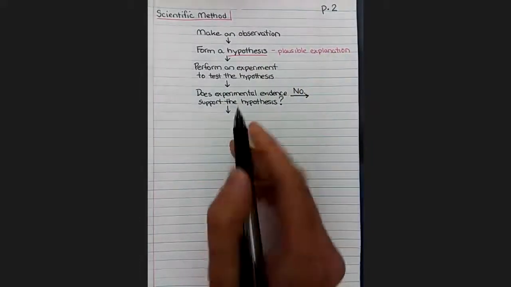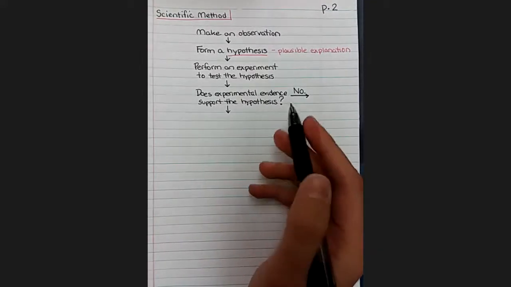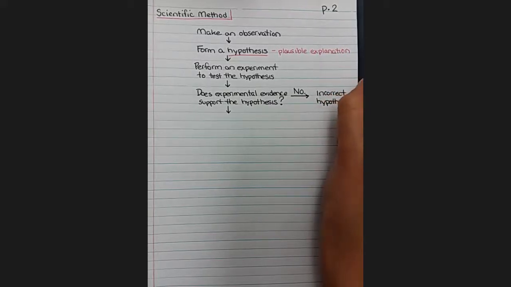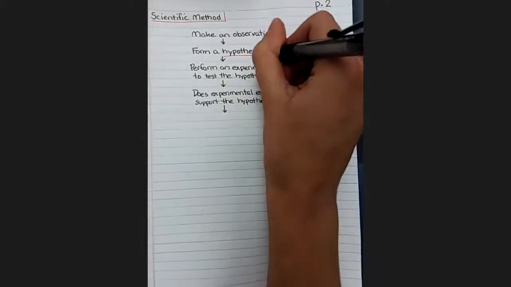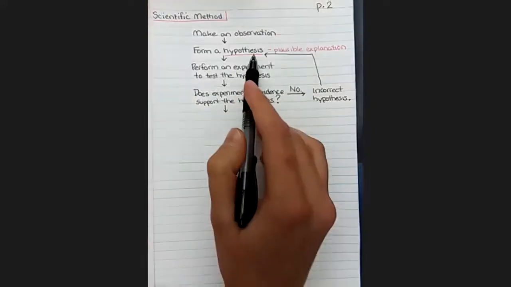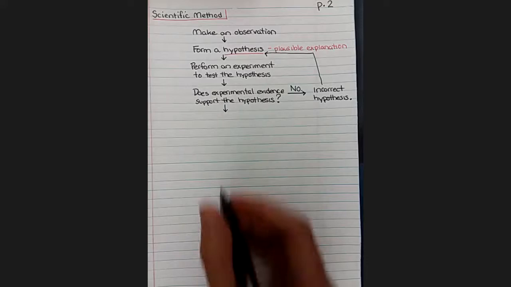So if the answer is no, and the experimental evidence you collected doesn't support your scientific guess, that means your hypothesis is incorrect, which is okay. You can always make another hypothesis and try again. We are not all right the first time. And if your hypothesis is incorrect, then you need to return to the form a hypothesis step and form another one. It's possible you might even be able to find a better hypothesis that fits the data you collected without having to collect it again.